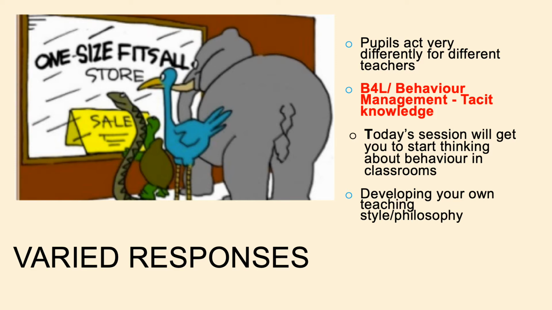In today's session, we're going to look at this idea of B4L, so behavior for learning. And behavior for learning is very much a form of tacit knowledge. And what I mean by tacit knowledge is those forms of knowledge which are difficult to transfer or acquire through reading or writing. They're attained mostly through observation and applied practice.